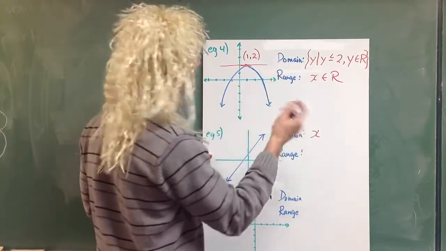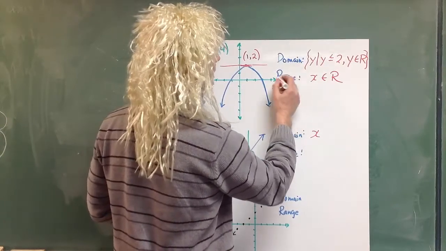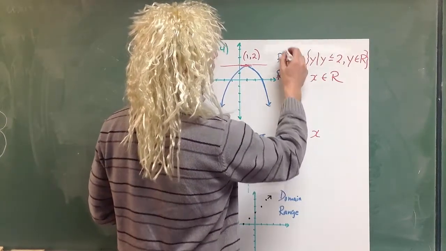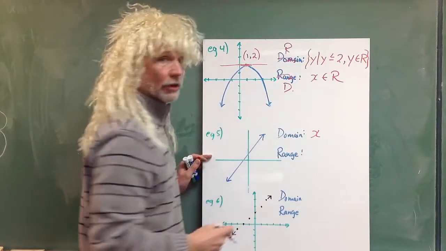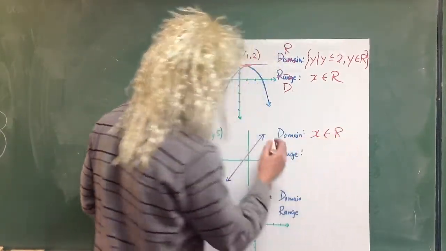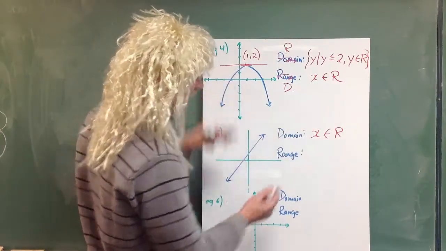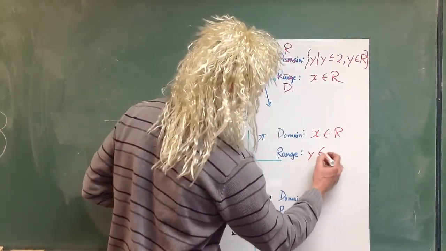Low tech, low video, I'm not editing this. These are backwards. This is the domain, and this is the range. Domain is x, range is y. Sorry about that. Okay, domain: x is in the set of real numbers because it goes negative infinity to positive infinity, left and right. And the range is going up and down forever, so y is an element of the real numbers as well.